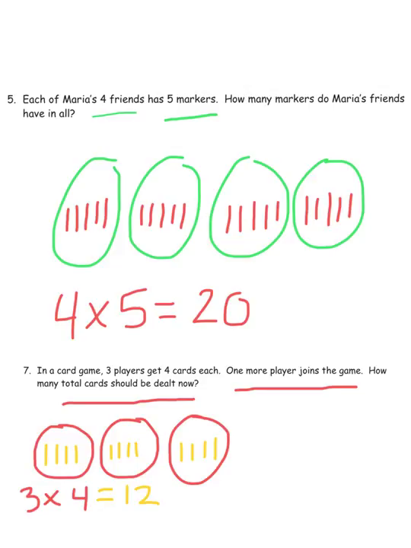However, our problem changed. We have an additional player now, so that's going to be 4 people playing, and they're each getting 4 cards. So let's see what our new total is going to be. 1, 2, 3, 4. 4, 8, 12, 16. So the actual answer to this is 16 because it's 4 times 4, and that is 16.